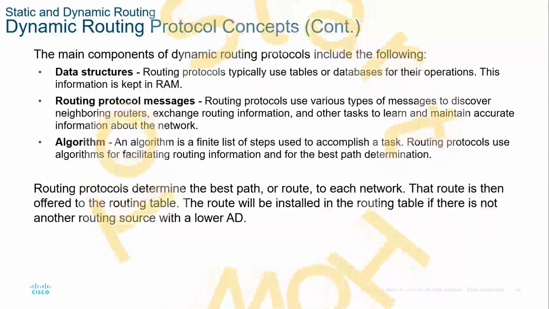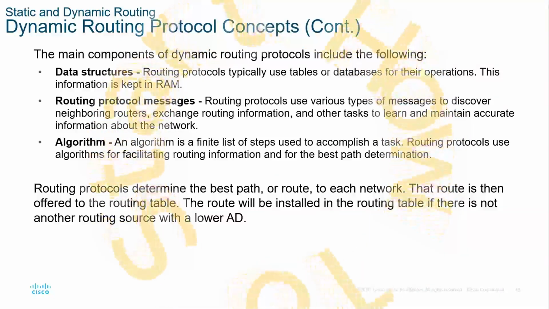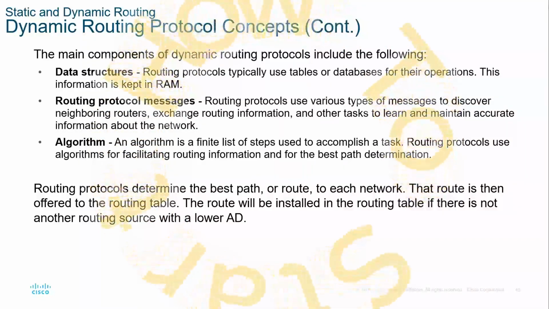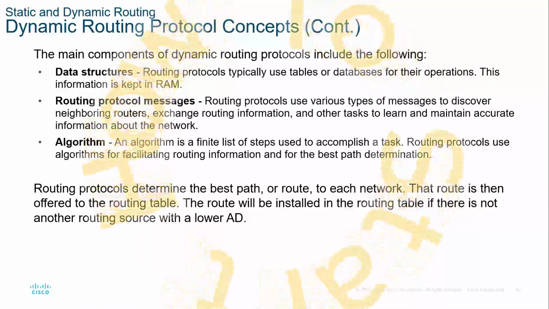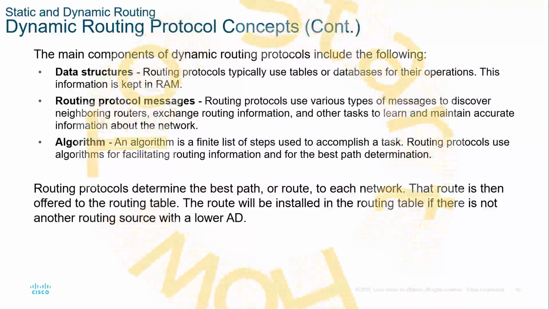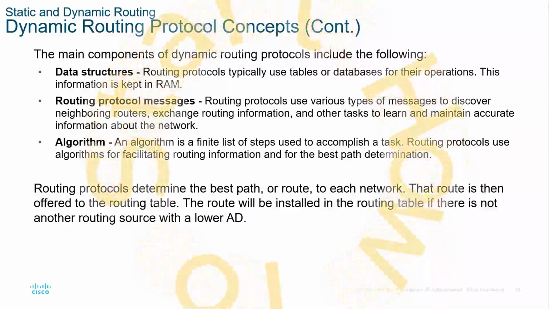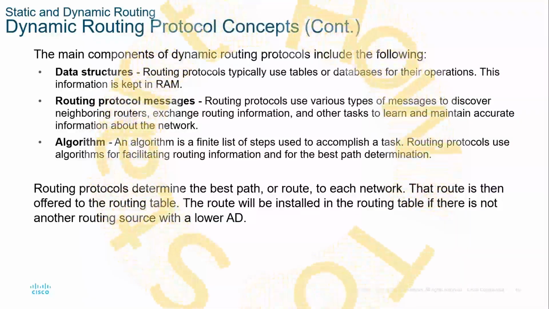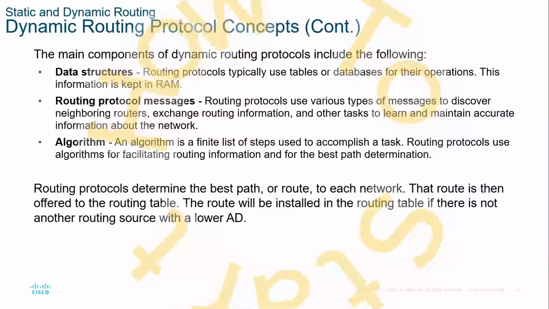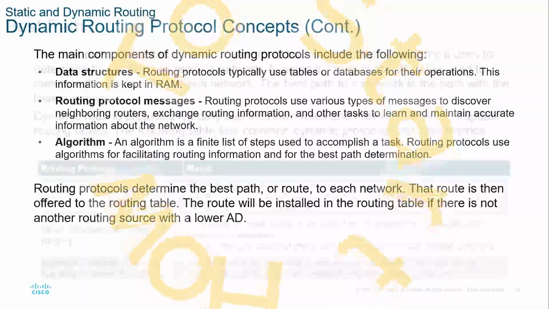The route is then offered to the routing table. The routing table will accept the route and install it in the routing table for X amount of time. Again, the lower the AD, the better. If there are multiple paths, the lower AD will always take precedence. And again, we already looked at the AD table: directly connected routes, static routes, and then the appropriate dynamic routes. Know the numbers.